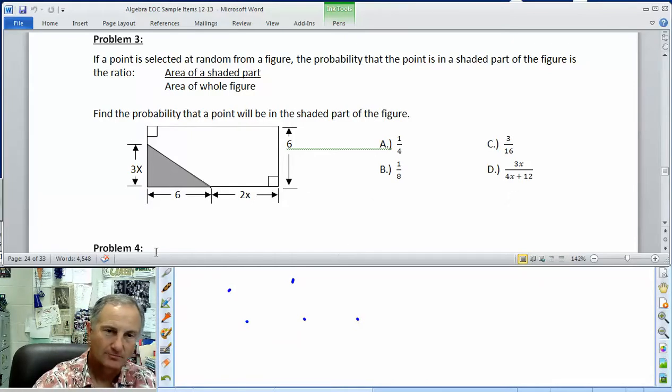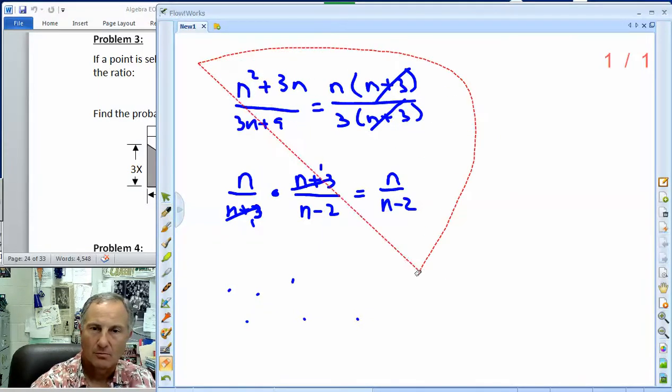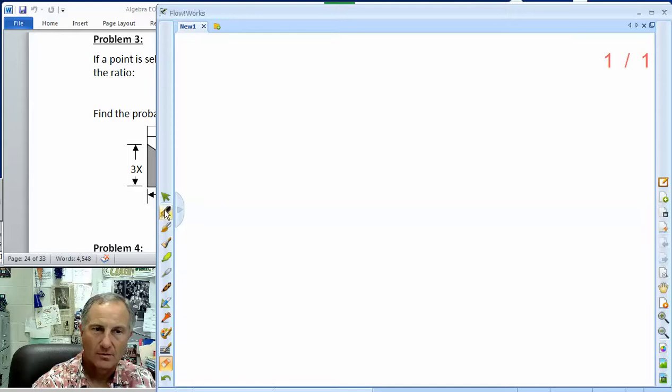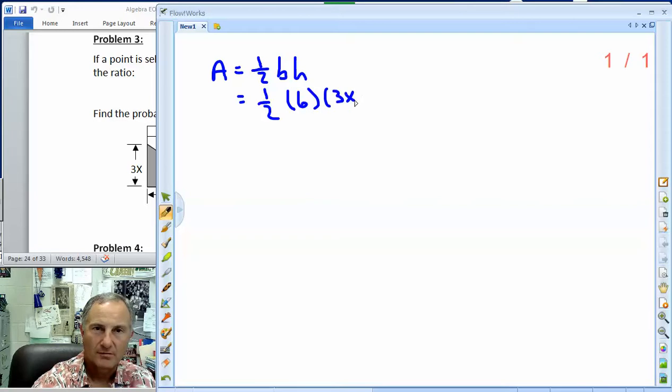Okay, so let's take a look over here. Area of the triangle we said was 1/2 base times height. So for us here, it's going to be 1/2 times the 6 times the 3x. Half of 6 is 3. 3 times 3, that's 9x.